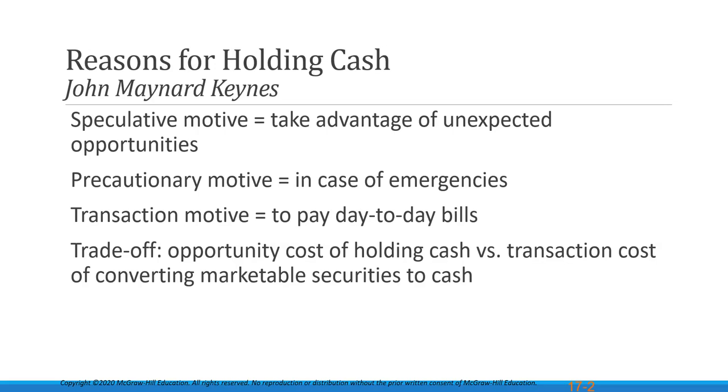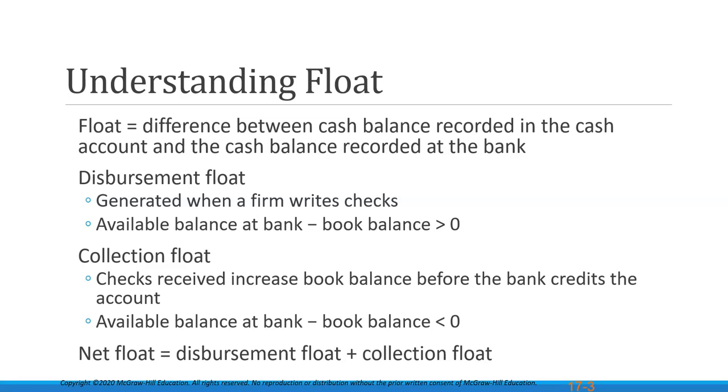So when we look at how much cash we want to hold, what we want to look at is that trade-off between the opportunity cost of holding cash versus the transaction cost of converting marketable securities to cash. So first we're going to talk about float. So what is float? Float is the difference between cash balance recorded in the cash account and the cash balance recorded at the bank. So if you remember back to your accounting classes where we did bank reconciliations, we talked about this, so how we have to reconcile the difference between our accounting cash account and the cash balance recorded at the bank. So now when we're talking about it in finance, we're calling that difference float.